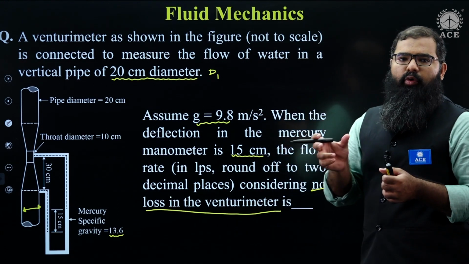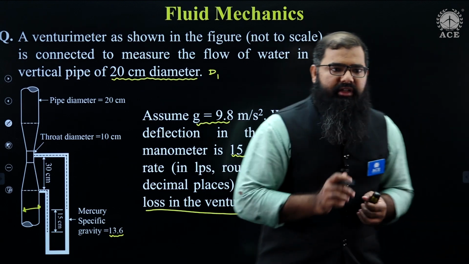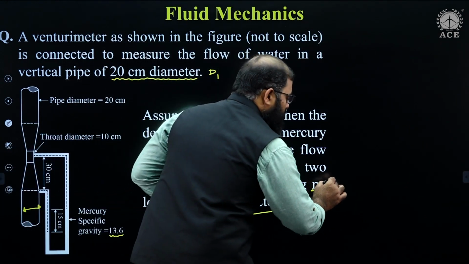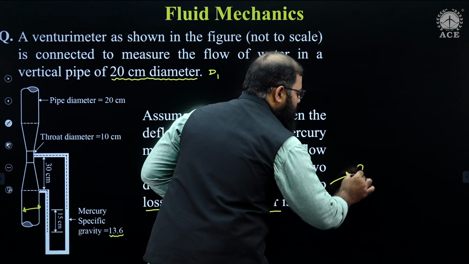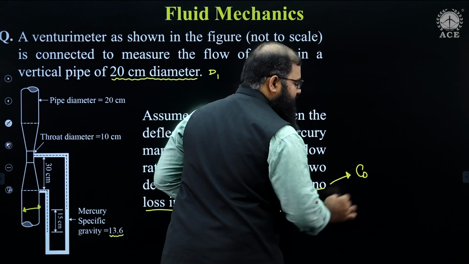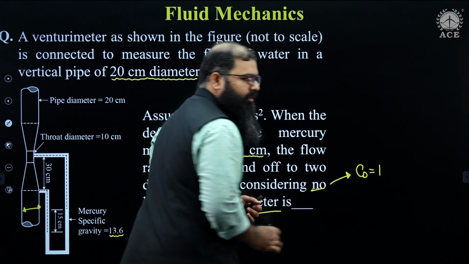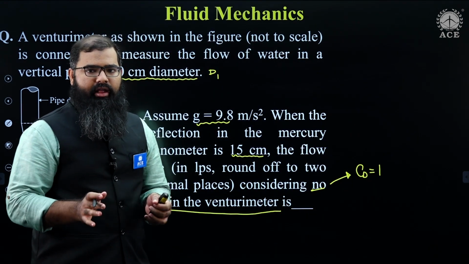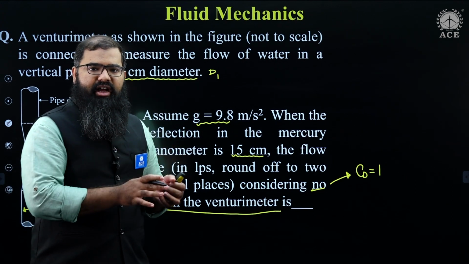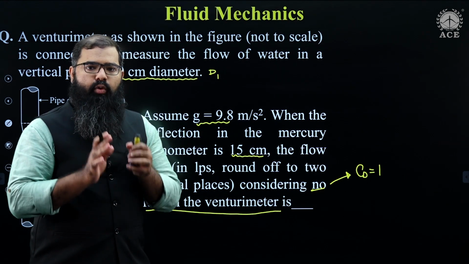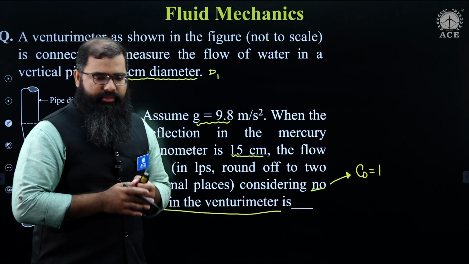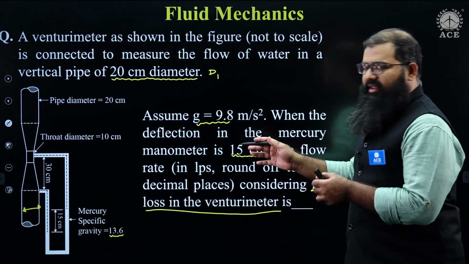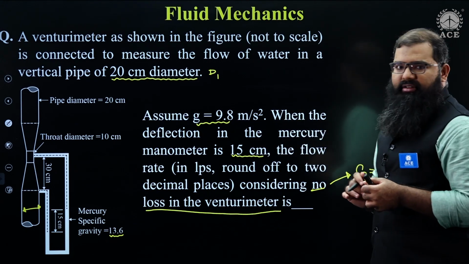Now, what does this point imply? This particular phrase, no loss in venturimeter, implies that you are going to consider the coefficient of discharge CD is equal to 1. We know that if there are no losses, CD happens to be 1. That means theoretical discharge and actual discharge, both of them are going to be same. Fine. With all this data, let us apply this in the formula and get the answer.